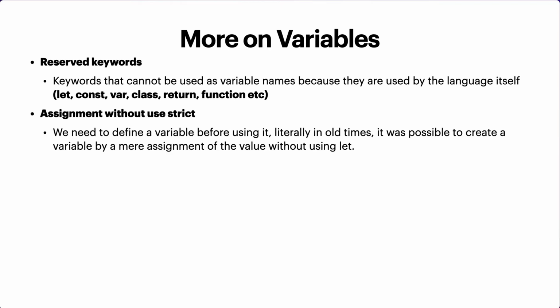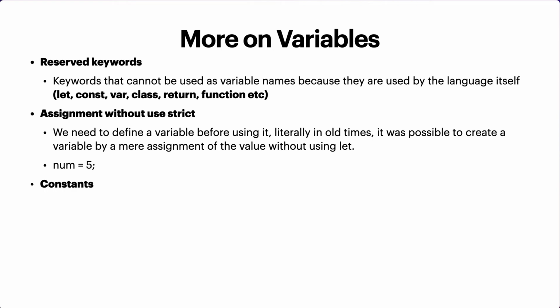Assignment without use strict. So you need to define a variable before using it. Literally, in old times it was possible to create a variable by a mere assignment of a value without declaring it. So for example, in the old JavaScript we could create a variable, assign it a value, and then console log it, and it worked. But you should be defining it. We'll talk about use strict in later videos, so we'll understand it better later. So just keep in mind that we should define a variable before using it. If we have not defined a variable, we must not be using it.